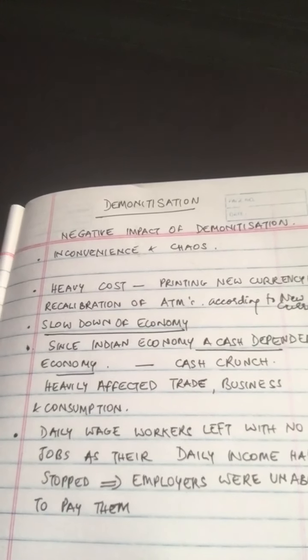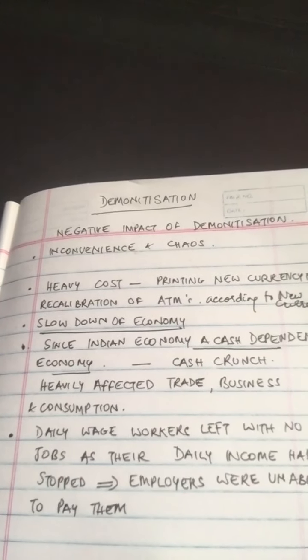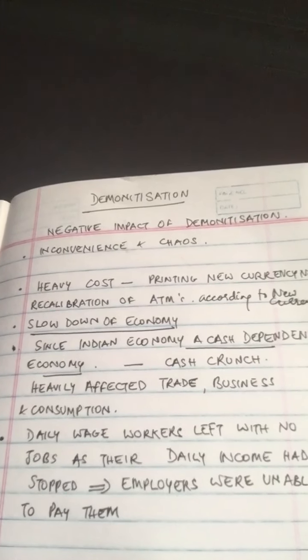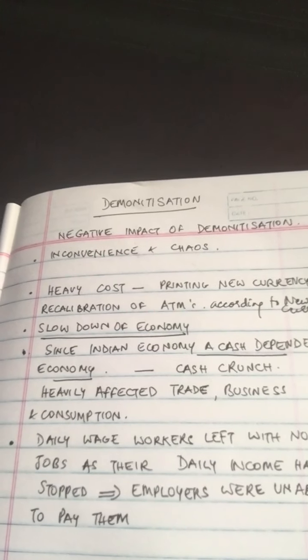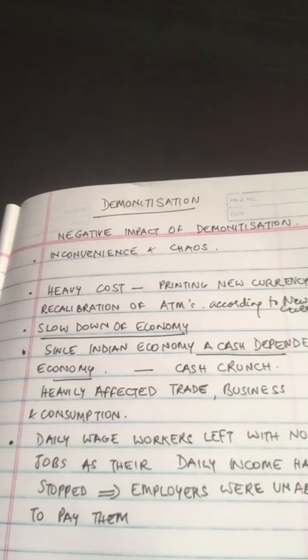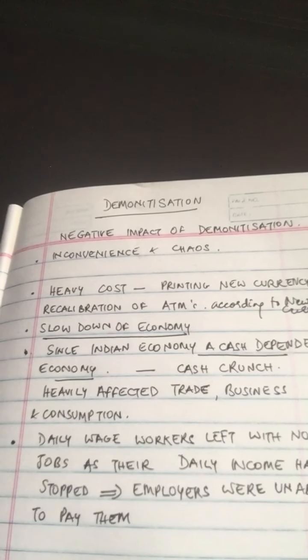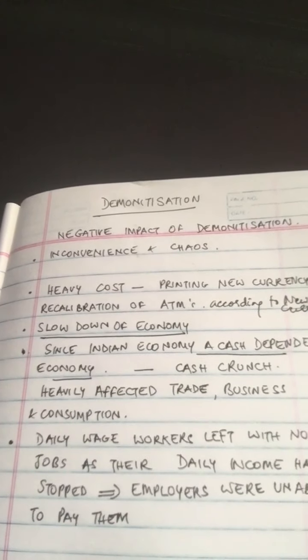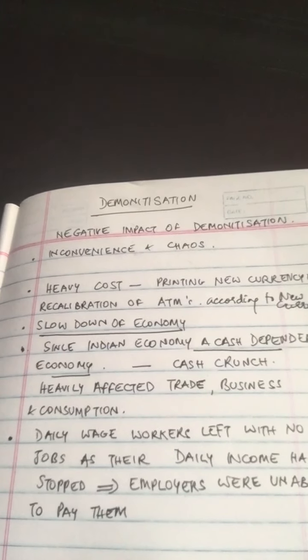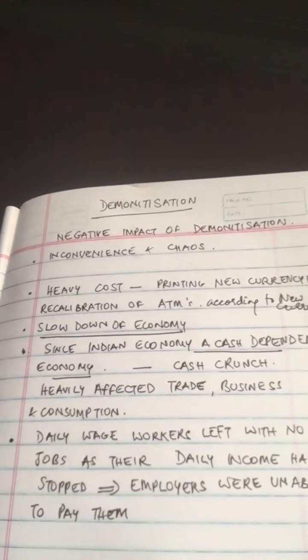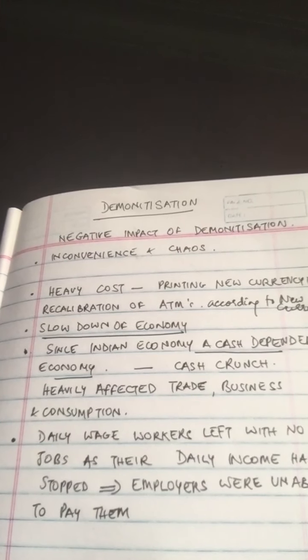For example, just banning nearly 86% of the currency in circulation led to a serious cut in the monetary base of the country. So all parameters of economic activities, we've discussed that also. What are the parameters of economic activities? Production, consumption, investment, and exchange. They all received a huge jolt. So there was an environment of economic slowdown.